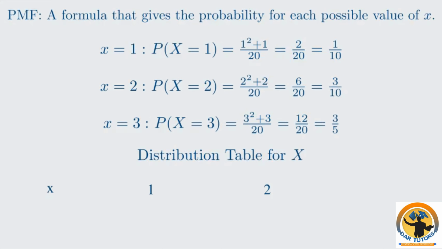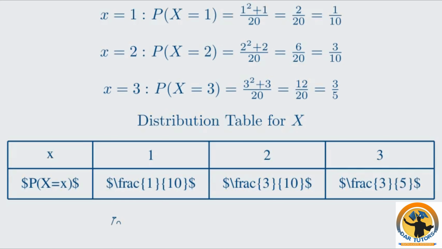So here is our complete probability distribution. Let's quickly verify that the probabilities sum to 1: 1 over 10 plus 3 over 10 plus 6 over 10 equals 1. It checks out.